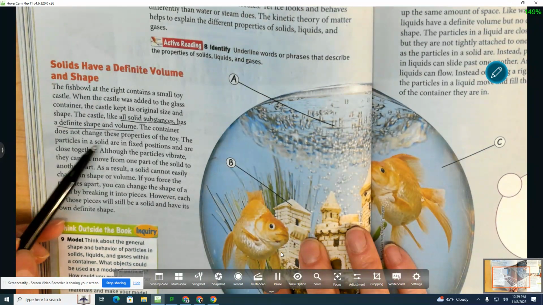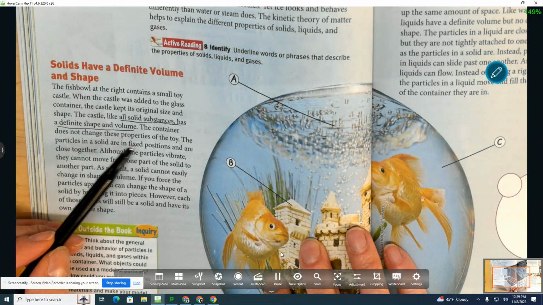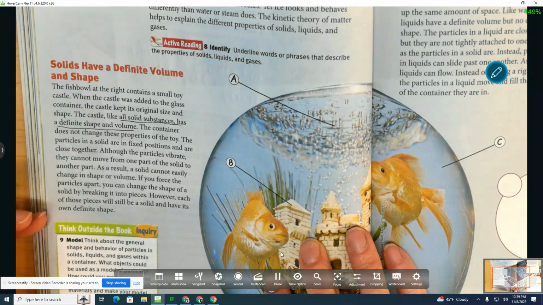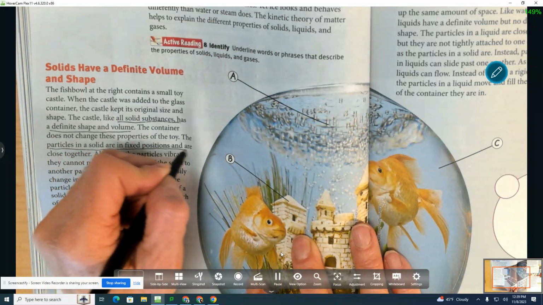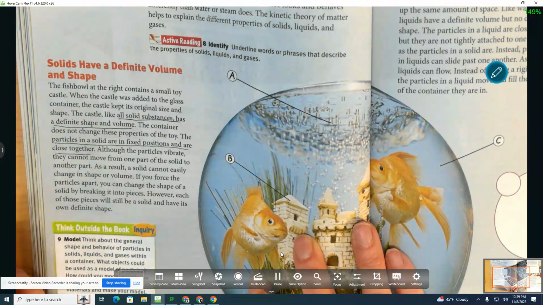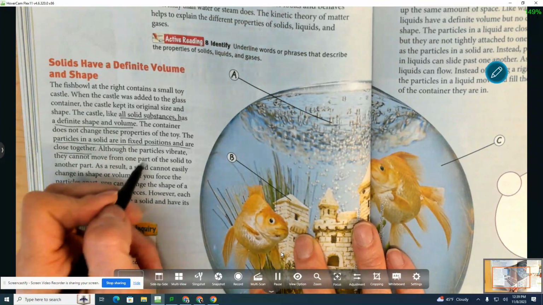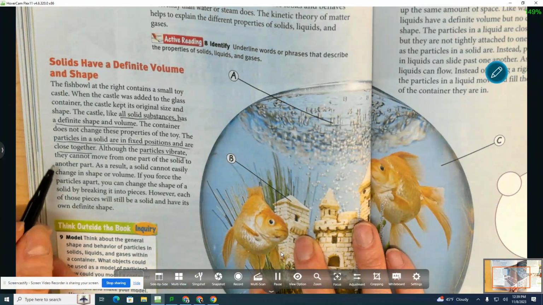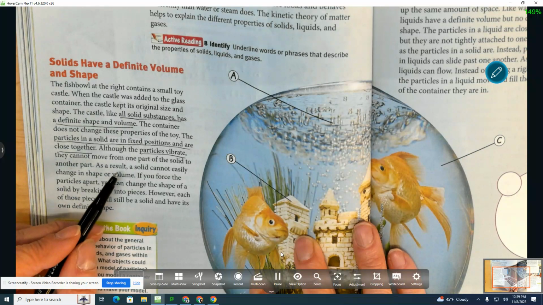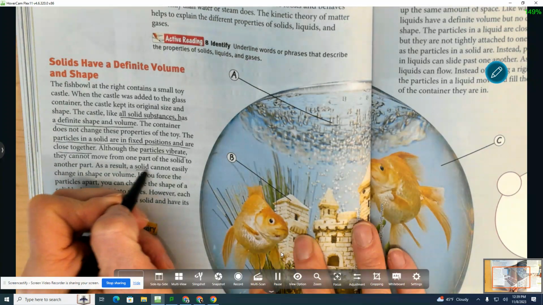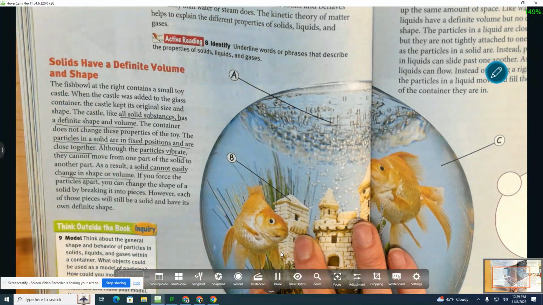The particles in a solid are in fixed positions and are close together. Again, that's something that's describing solids. Although the particles vibrate, they cannot move from one part of the solid to another part. As a result, a solid cannot easily change in shape or volume.